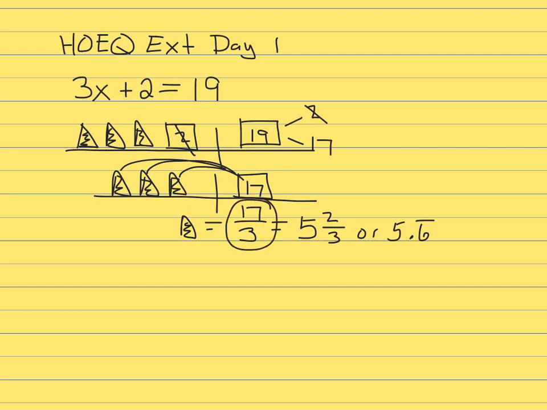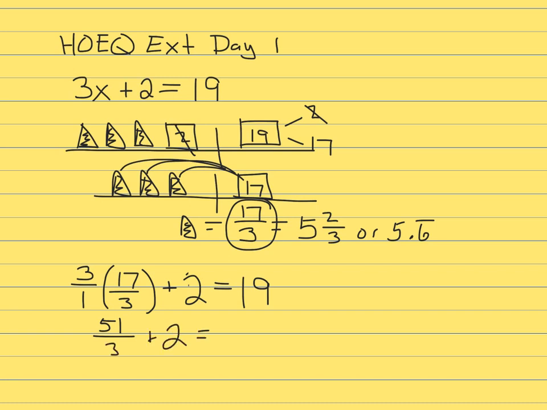When we do our check, I'm actually going to advise you to use our improper fraction. So when we do our check, it's going to be 3, which is really 3 over 1, times 17/3, plus 2 needs to equal 19. Even though we have a fraction, we can still work through just like we've normally done. So here, I'm going to do 3 times 17, and that's going to give me a value of 51. 1 times 3 is 3. That's going to be plus 2 equals 19.